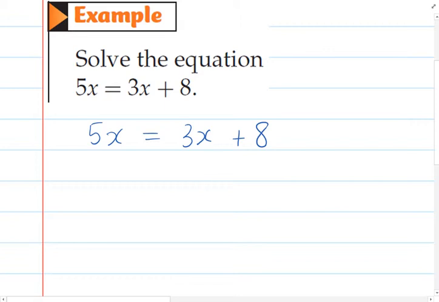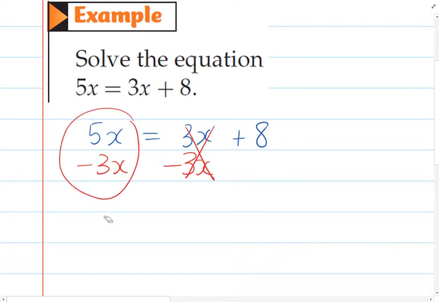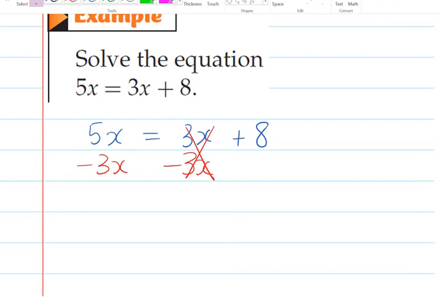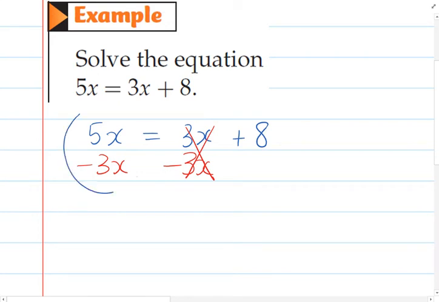And the way we're going to do that is by subtracting 3x from both sides. So it cancels out on this side, but on this side we've combined it with our 5x. So 5x minus 3x, that gives you 2x, so we can write down 2x equals, and then on this side 8 is the only thing that's left, so we write 2x equals 8.